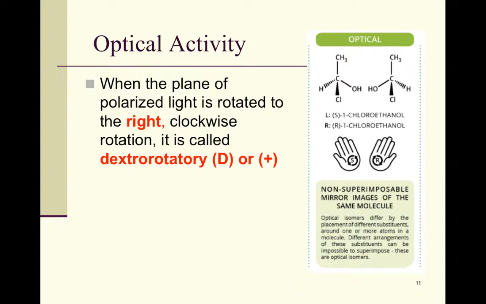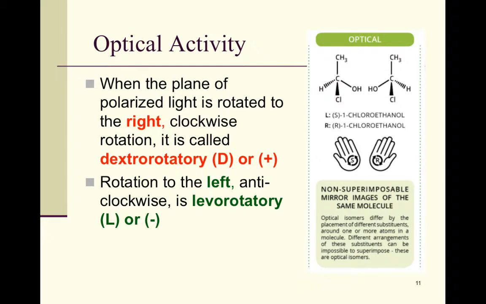Optical activity. Well, the light can be rotated either to the right or to the left. When the plane of polarized light is rotated to the right, in the clockwise direction, it's called dextrorotatory, or we can indicate it with a capital D or lowercase d, a plus sign, and in chemistry, if we take a look at the right-hand side over here, we also call them R. In this class, we're going to become familiar with all the different notations of explaining optical activity.